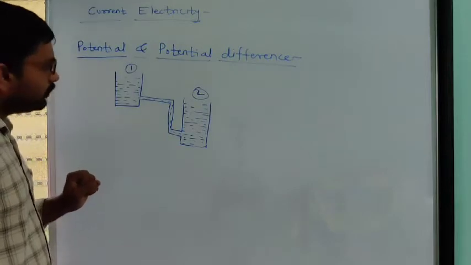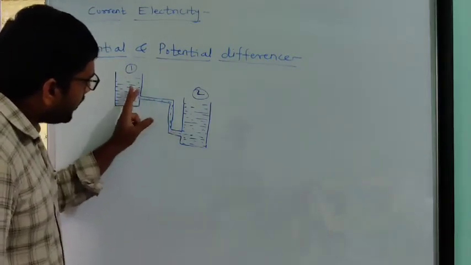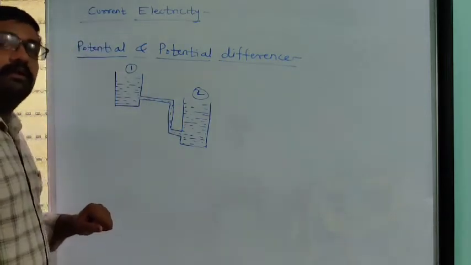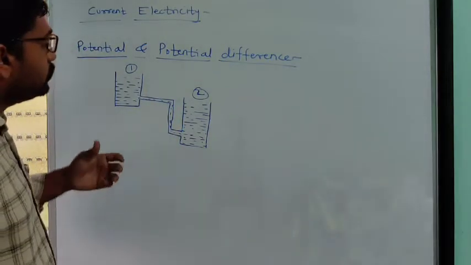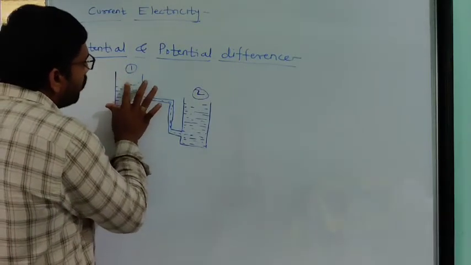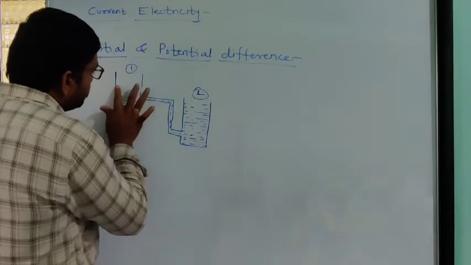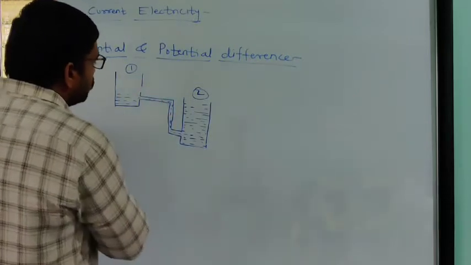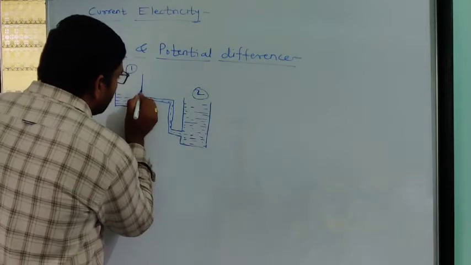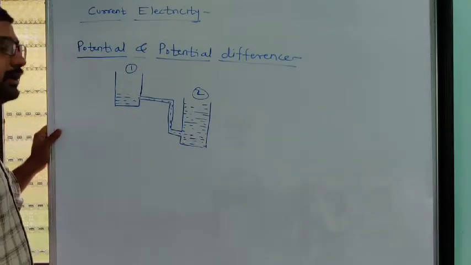So now, no doubt that this water will be transmitted from tank number 1 to tank number 2. But until how much time does this process continue? This is a continuous process, so the water level of this tank keeps decreasing, such that the water level goes on decreasing in tank number 1, and the water level of tank number 2 goes on increasing.